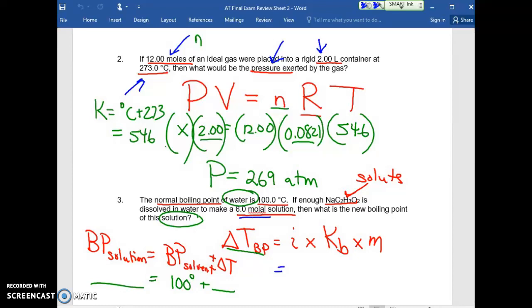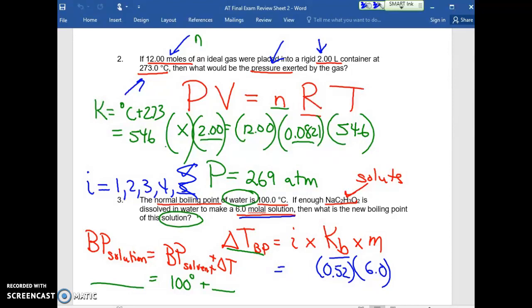Well, we know that the molality of the solution is 6.0 molal. Kb is given to you. It's on a reference sheet, and you'll see that it is 0.52, with units. I'll leave the units off. Finally, we have to determine whether i is 1, 2, 3, 4. It could be theoretically 5, but it probably won't be. Notice in this case, I have Na, and I have a polyatomic ion. So that means I have 2.